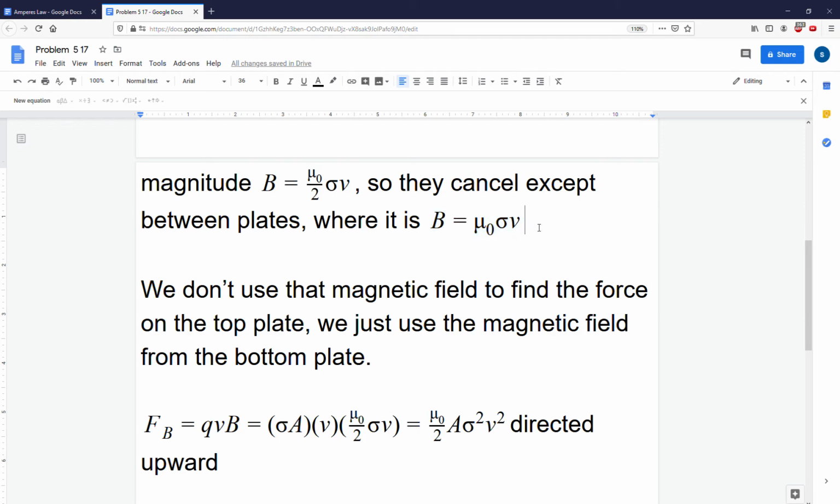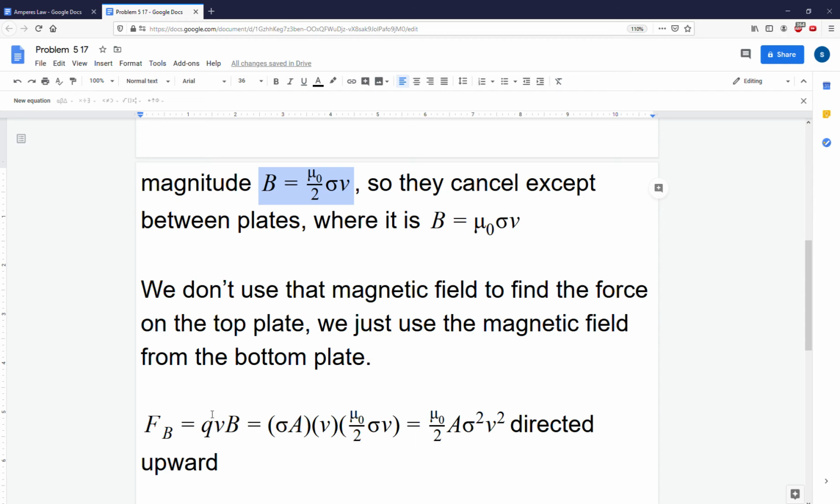Part B asks, what is the magnetic force per unit area on the upper plate, including its direction? Now, we might be tempted to use this magnetic field, but we need to be careful, because this magnetic field is the magnetic field produced by both plates, and the top plate does not exert a magnetic force on itself. So we only use the magnetic field from the bottom plate. B is equal to mu sub naught over 2 times sigma times V.